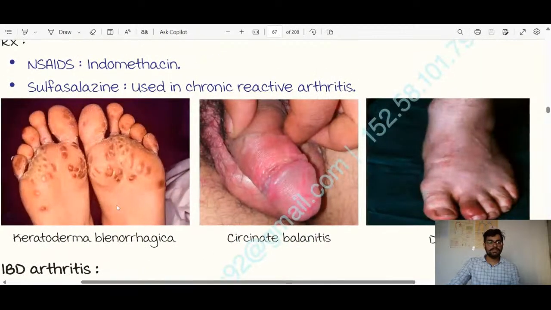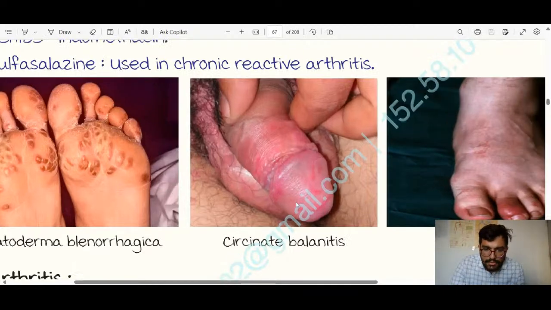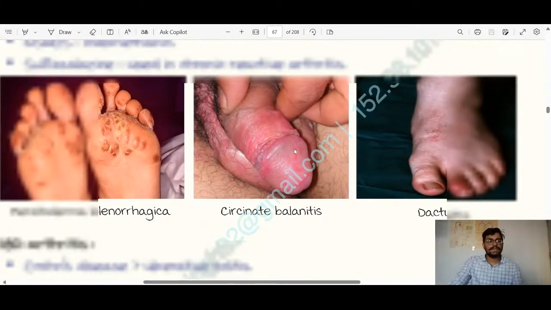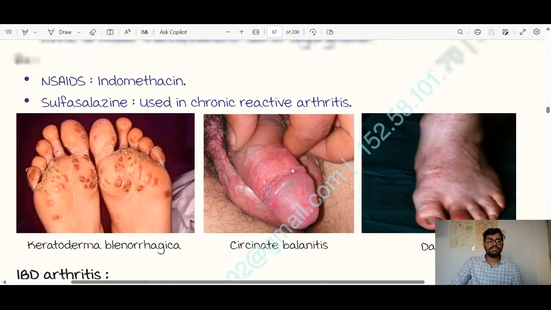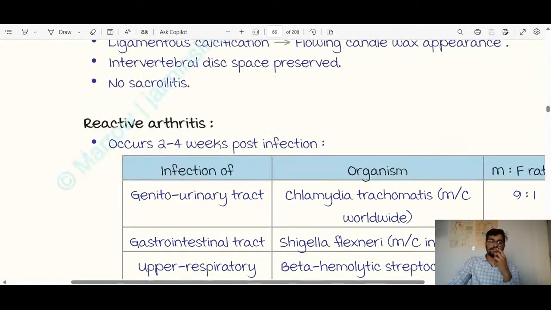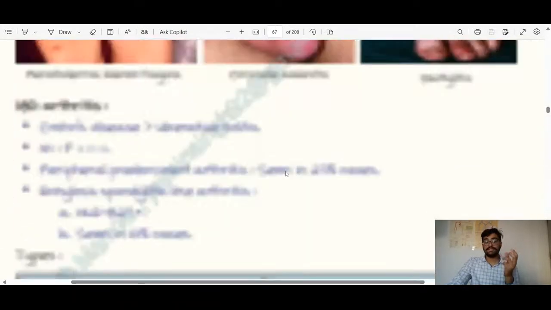See the keratoderma blennorrhagicum, clearly seen here. This is circinate balanitis. These are dactylitis. Here you can zoom in on this. Ulcer formation takes place at the foreskin of the penis. So the disease is that much reactive. Arthritis is supposed to be cured as early as possible for the patient.